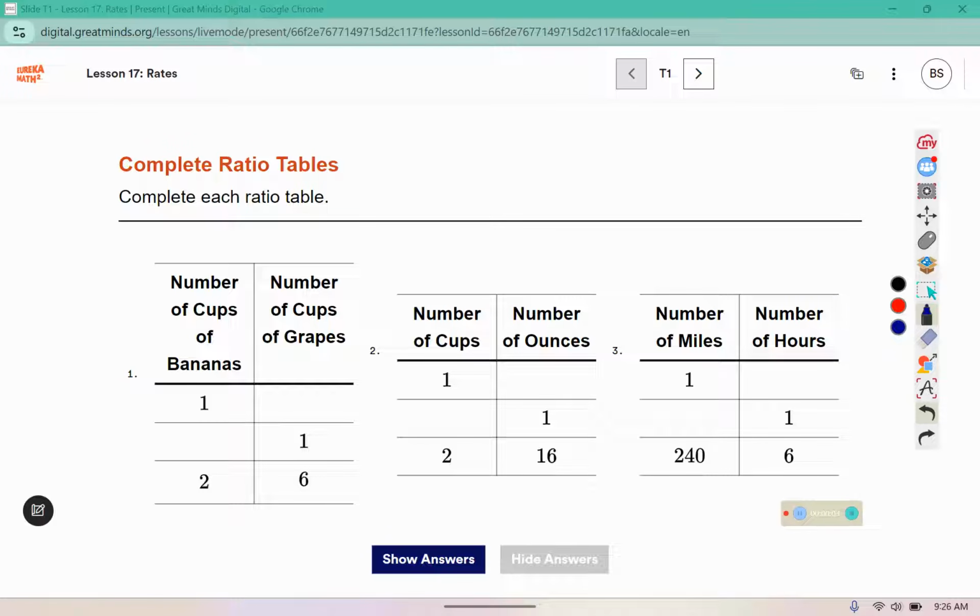Begin by completing the tables. Here I see 6 divided by 6 would give me 1. So 240 divided by 6 would tell me what goes in this blank section. Well, I know 6 fits into 24 4 times, but it's not 24, it's 240, so it should be a 40 there.